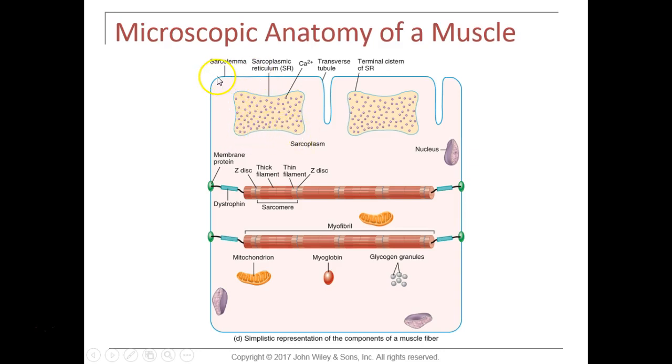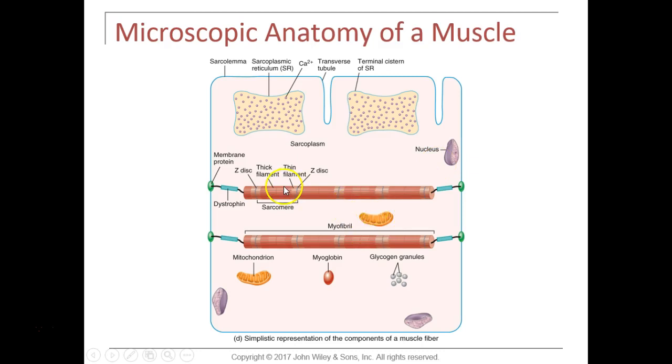Now, the surface of the sarcolemma is not just completely flat. There are these tubes that dive deep in the cell. These are called transverse tubules or T-tubules, and they will be a part of the physiology talk in order to get calcium ions to be released from the SR. And of course, skeletal muscle cells have multiple nuclei in them. That's why I call them multinucleated.